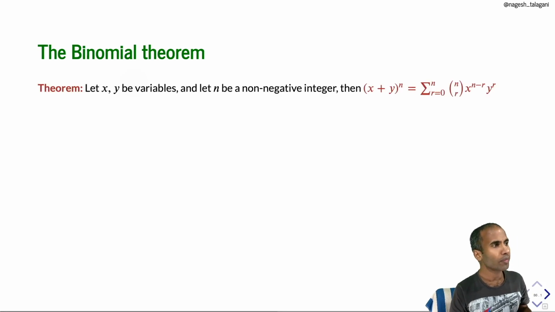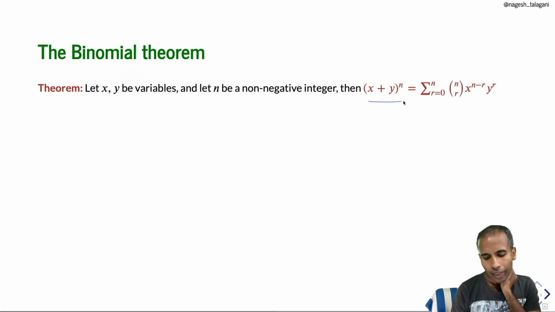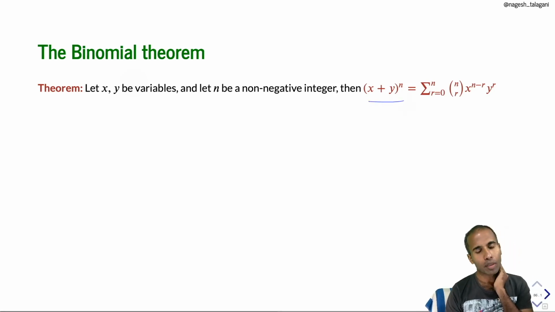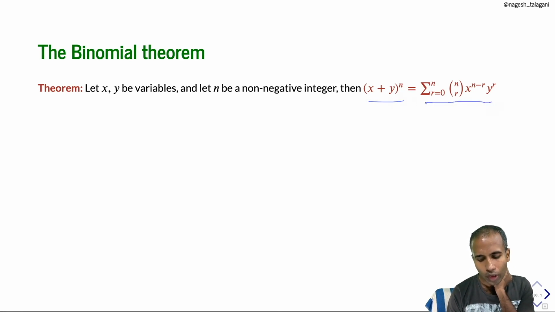Okay, theorem: let x, y be variables and n be a non-negative integer, then (x plus y) to the power of n equals the summation r equals 0 to n of n choose r times x to the power of n minus r times y to the power of r. This is the binomial theorem.